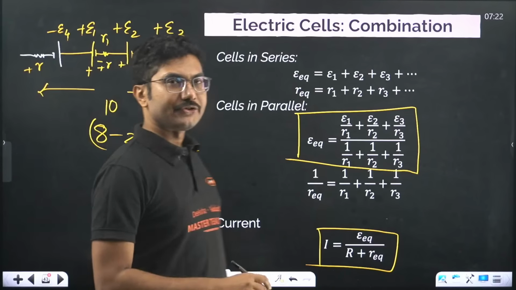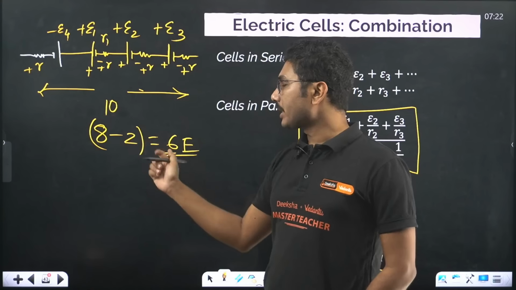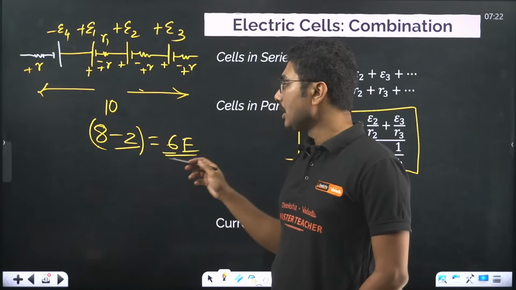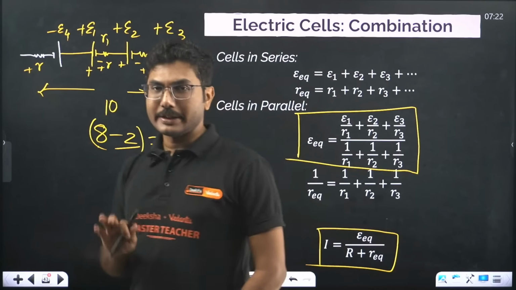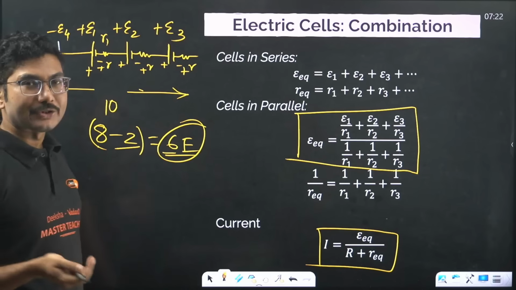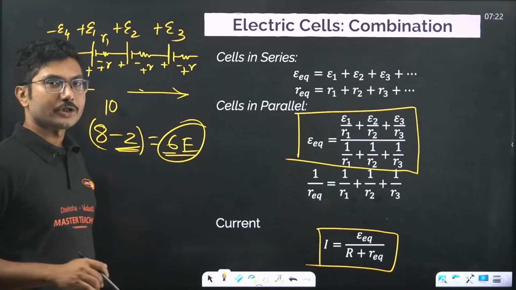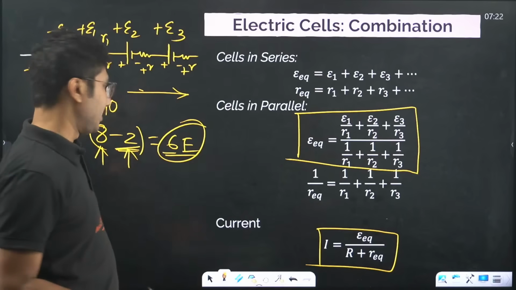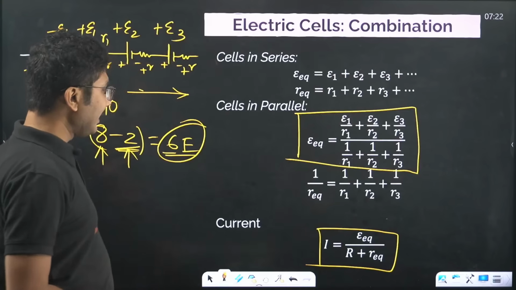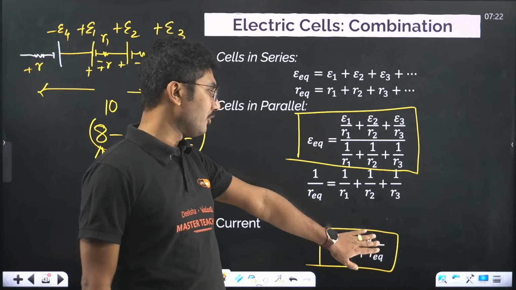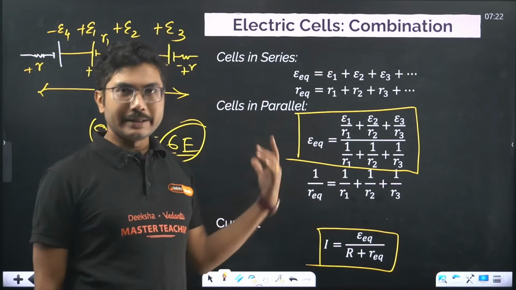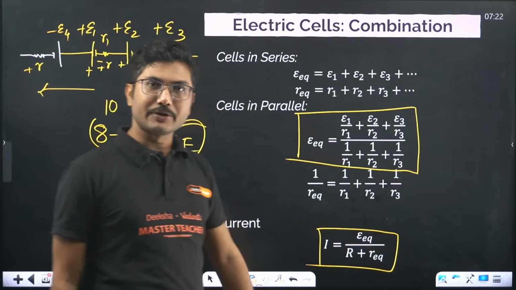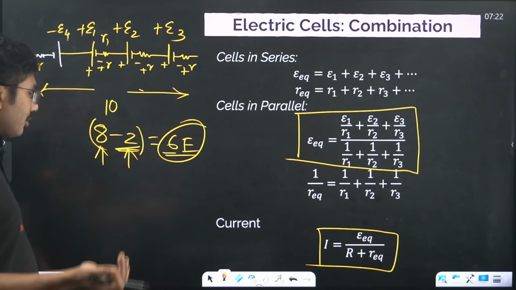The equivalent EMF will be 6E, it will not be 8E. You have to subtract the portion that is wrongly connected. First find the correctly connected, then subtract the wrongly connected ones to calculate the total EMF. This is very tricky, and students make mistakes. They forget to subtract the wrongly connected ones. Current in the circuit is epsilon equivalent divided by R plus R equivalent. In some cases they might not give the resistance, so it will simply be epsilon equivalent divided by R equivalent directly. No need to add R if it is not provided.